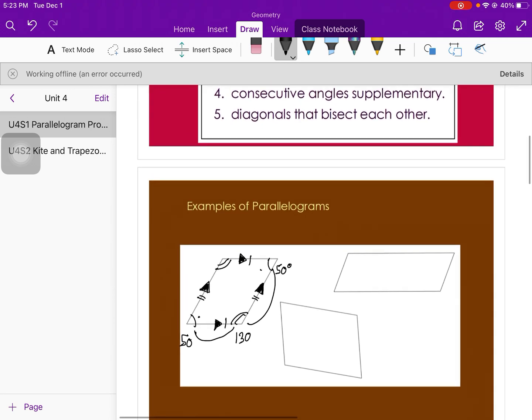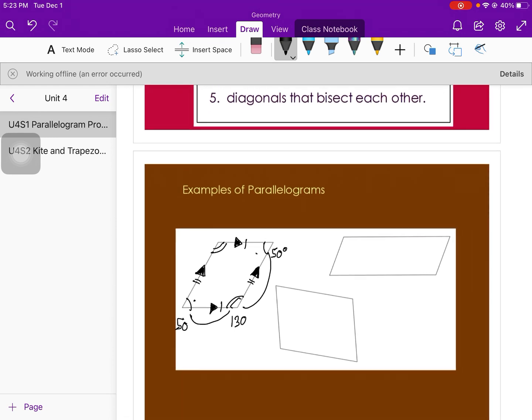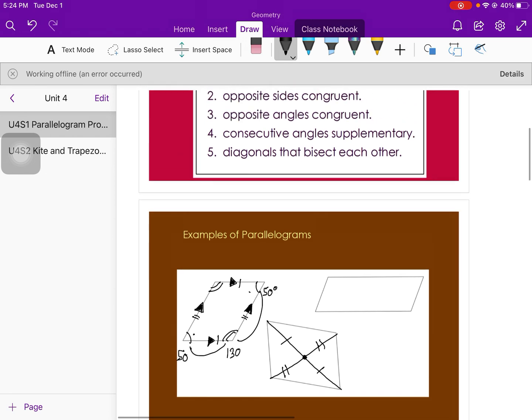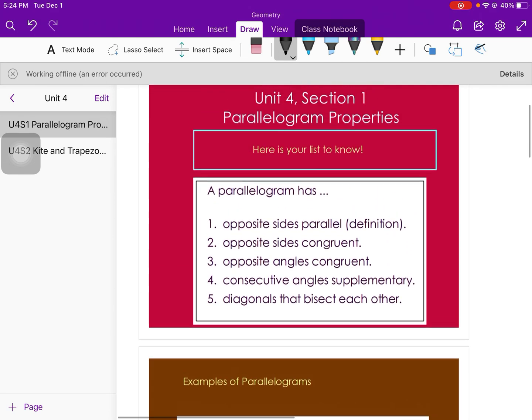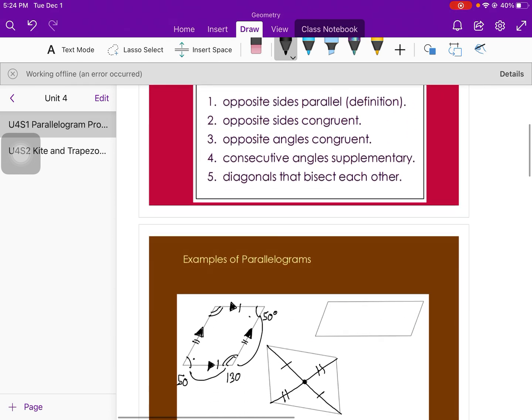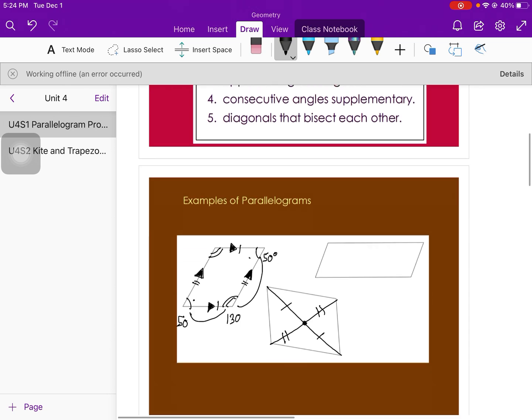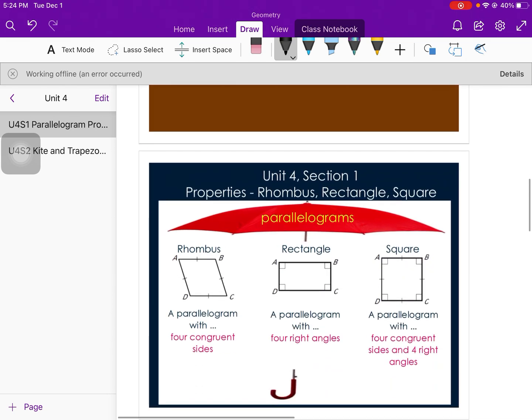And then diagonals bisect each other. So I'm going to do it on a different diagram, I'll do it on this one over here. But when we form the diagonals, endpoint to endpoint, and then we do the same here, it causes this to be the midpoint of both of those segments. And now we get two sets of congruent segments. So those are parallelograms. Okay, and we're going to do different solving, and we're going to get more specific because there's different types of parallelograms, as you're going to see on this next slide.